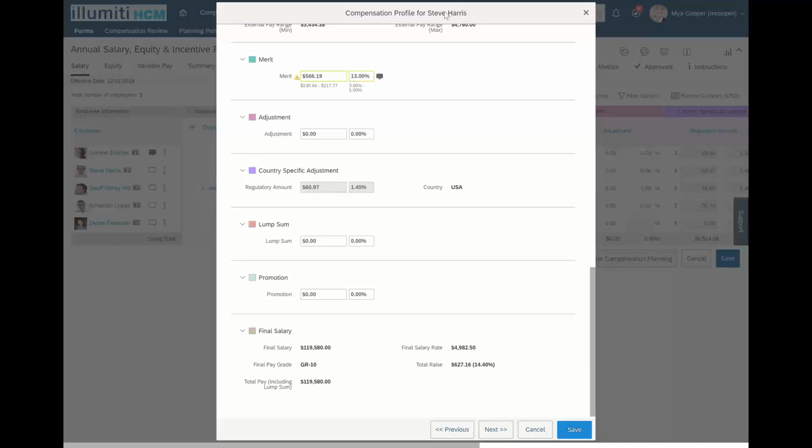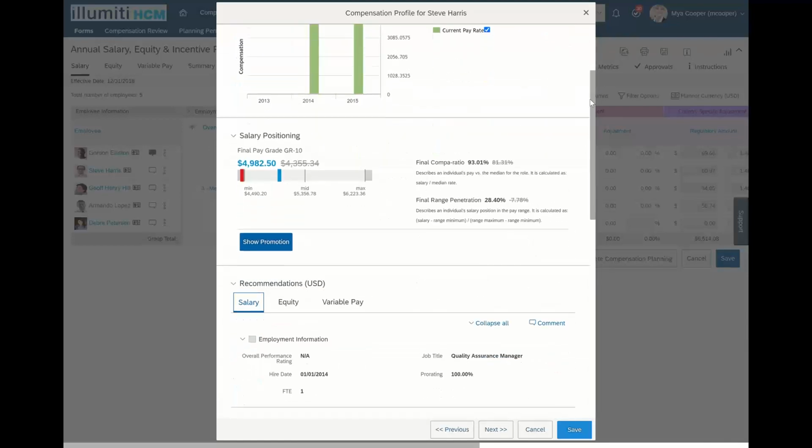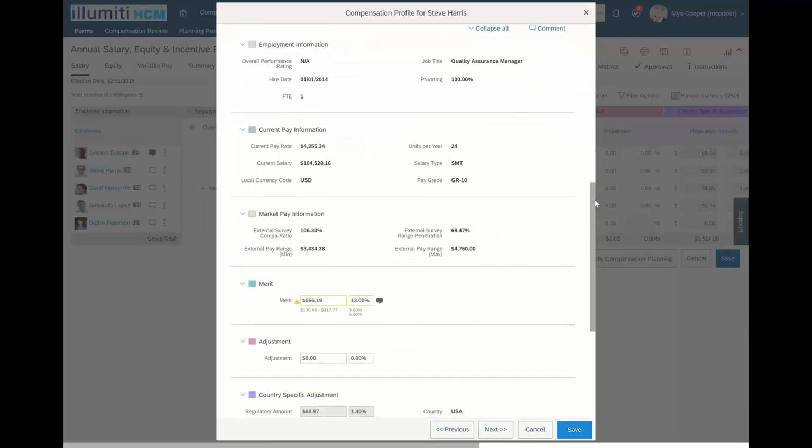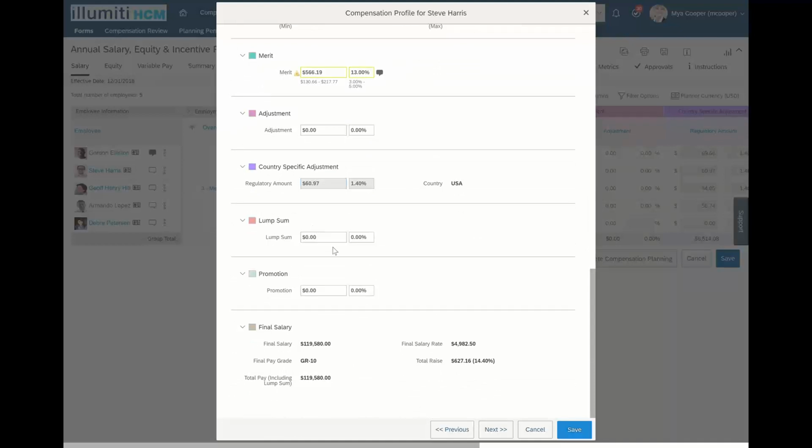In this case, it's Steve Harris. Here he is. I can scroll up to the top to see his supporting information, historical compensation awards, job information to help me with my decision, and then I get down to my different planning pieces here. And as you'll recall, Steve was one of those ones who is outside of the guidelines. You can see it's represented here, and the system's giving me those same warnings. I can choose to put him within the guidelines or submit him as he is, and then be prepared to kind of justify my award outside of the guidelines.